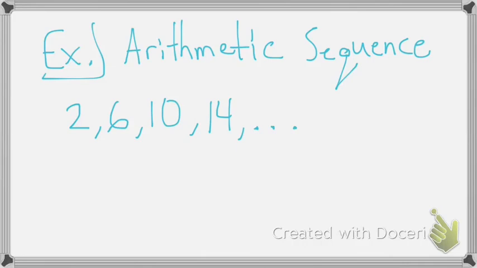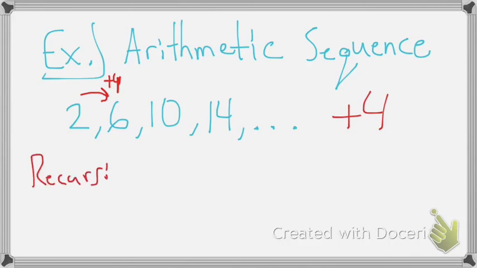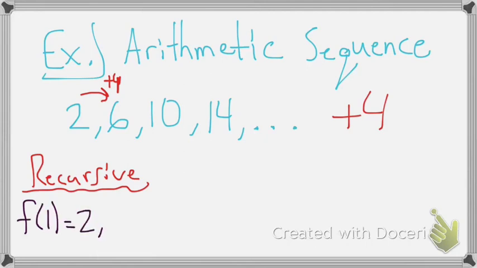All right, so if that was our sequence, we should be able to see that the pattern here is adding 4. Every time we move, we go up 4. So that means that our recursive equation, that's the long one, is going to start with the first, remember we have to give the starting point. First number of the list is 2. And to get any other number, you just take the number before it, and then you add 4 to it.